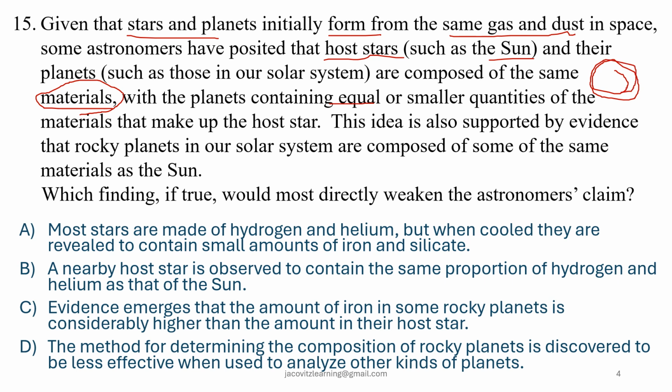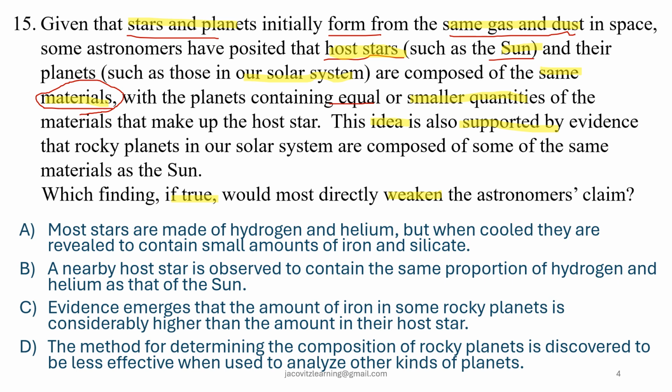Okay? So what you really want to do is take a look at what's going on. Since stars and planets initially formed from the same gas and dust, host stars, and they give you an example, such as the Sun, and those that are in our solar system, and remember, solar means sun, are composed of the same materials, with the planets containing smaller or equal quantities of the materials that make up the host star. This idea is supported, so you're looking for evidence that the rocky planets in our solar system are composed of some of the same materials as the Sun. So which finding, if true, would most directly weaken? So you want something that's opposite.